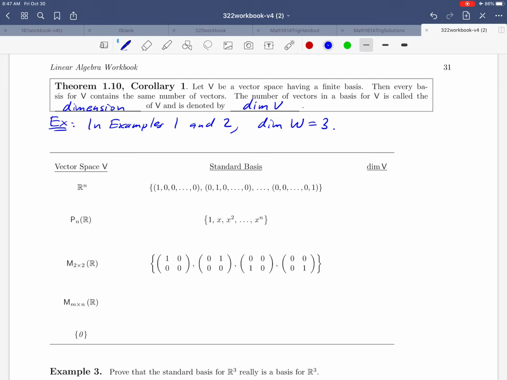Hello everyone, and welcome to page 31 in the workbook. In this video, we'll be looking at some common vector spaces and trying to write down standard bases for those.